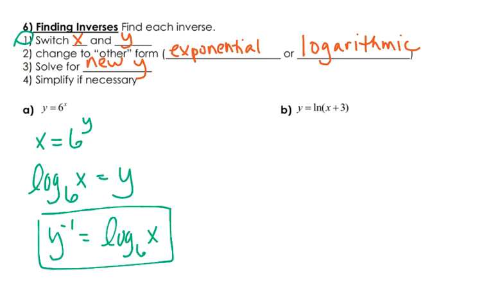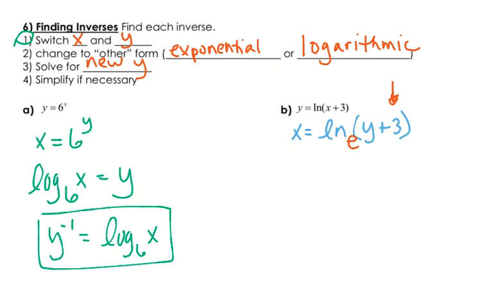Let's try another one. Remember, first step is to change x and y. So x is equal to the natural log of y plus 3. Alright, I need to get y by itself. Right now I'm kind of stuck. You cannot subtract the 3 because that 3 is connected to the y right there. So you cannot subtract it. You're kind of stuck. But there is an e there.